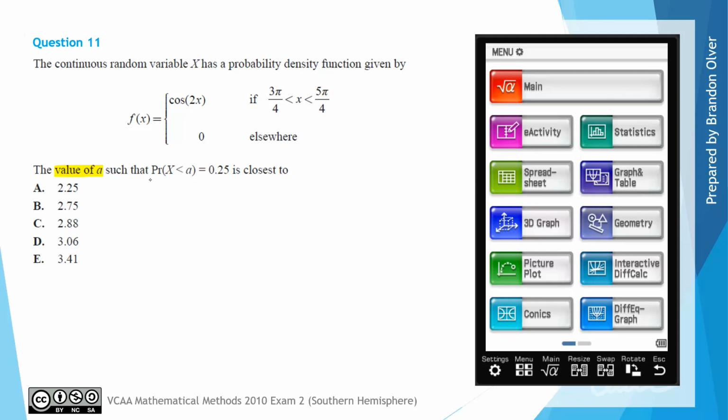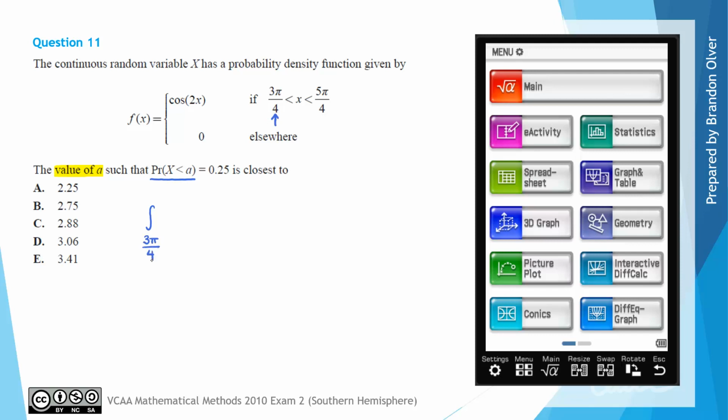To start off with, we need a way of converting the probability that x is less than a in its symbolic format into something that we can work with algebraically or eventually on the calculator. So the probability that x is less than a is the same as the integral that goes from the lower bound up here of 3 pi on 4. So that's what we're going to put down here.